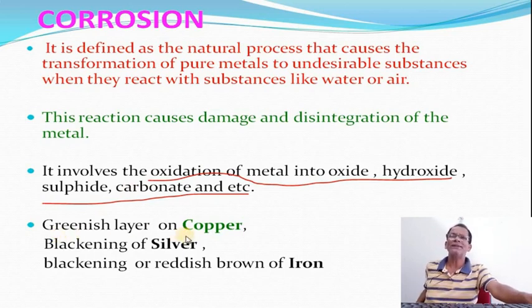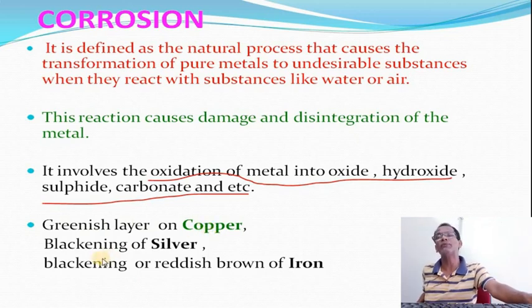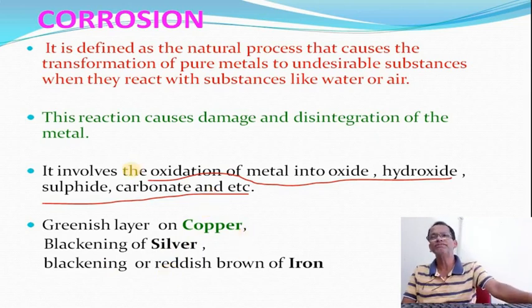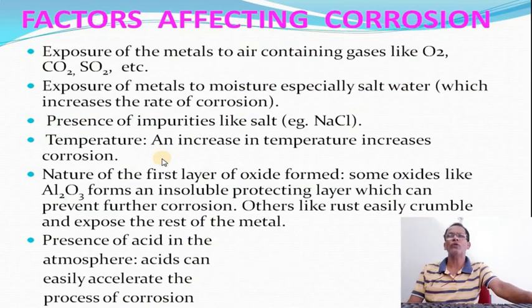What are the examples? Greenish layer of copper. After some days copper becomes greenish in color. This is due to the corrosion of copper. And blackening of silver. Silver ornaments become black due to the formation of silver sulfide. Why is the greenish layer of copper formed? Because copper is converted to copper carbonate and copper hydroxide. Blackening of silver is due to silver being converted to silver sulfide. Similarly, iron is converted to iron oxide or iron hydroxide. It may be black or reddish in color. So these are the examples of corrosion.